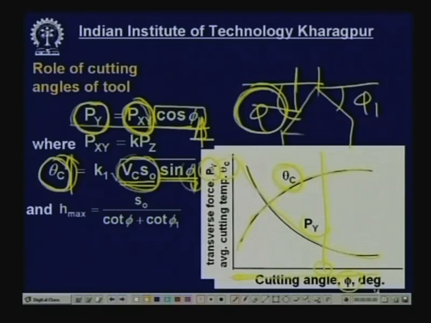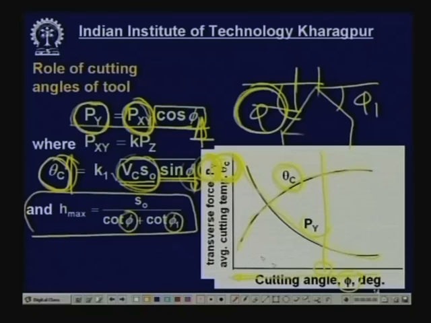So, this phi is so important in respect of Py, the vibration, diameter, surface quality of the product, machine tool condition, as well as temperature, which governs the quality of the product, surface integrity and tool life. This is another thing to be noted, that this phi and phi 1 both also govern the surface roughness.